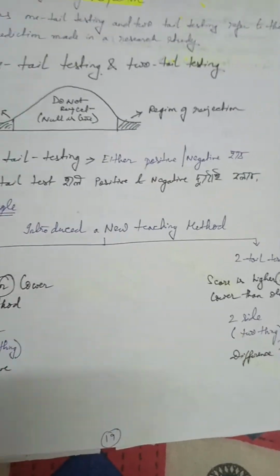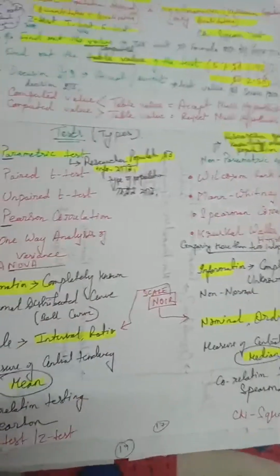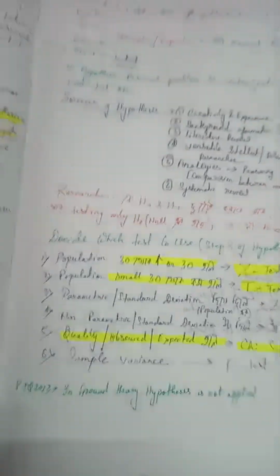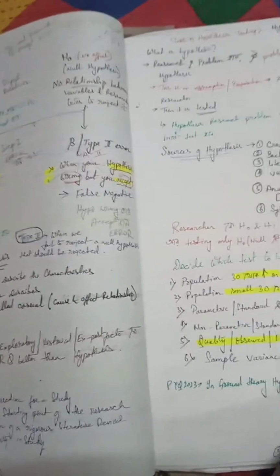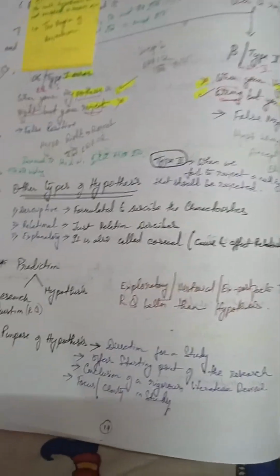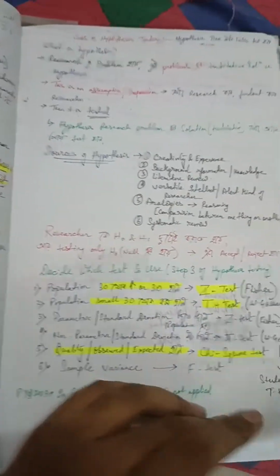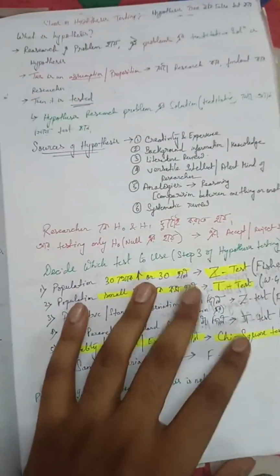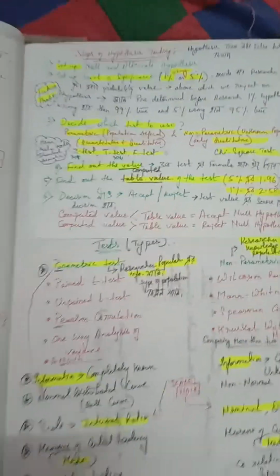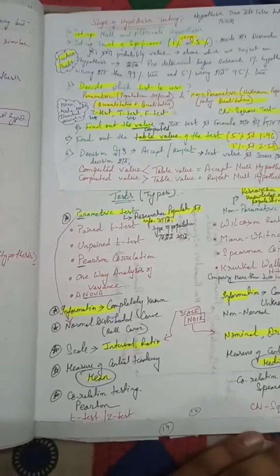So this was it for today's rapid revision series. Today we have discussed hypothesis. We have discussed what a hypothesis is, the types of hypothesis, type 1 and type 2 error, other types of hypothesis which we have already discussed, the sources from where we gather hypotheses, and the steps for hypothesis testing. Following that, we have learned about the types of tests.